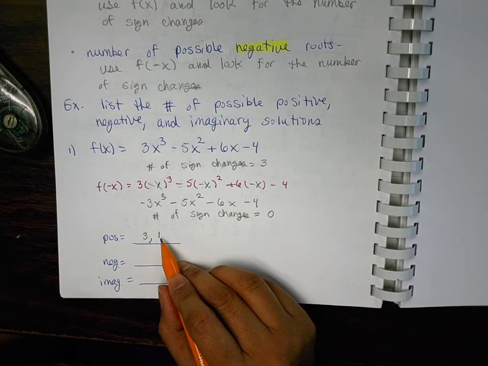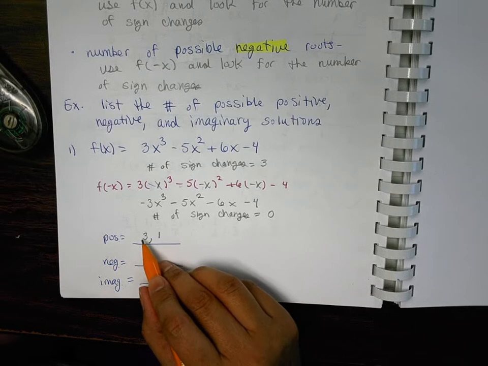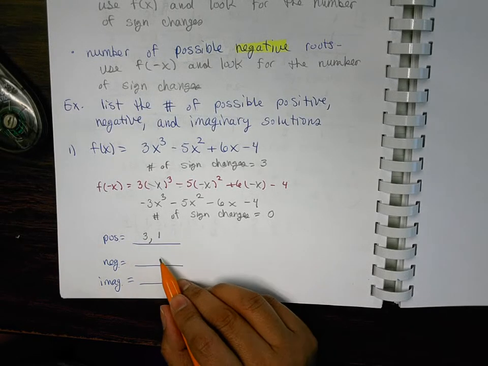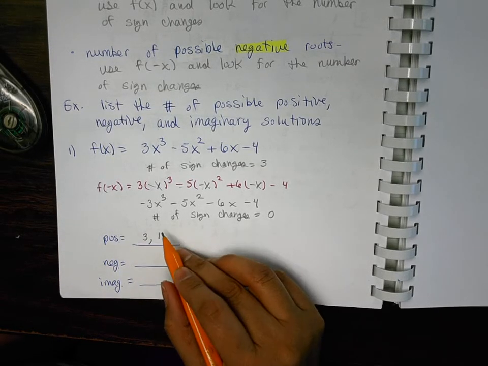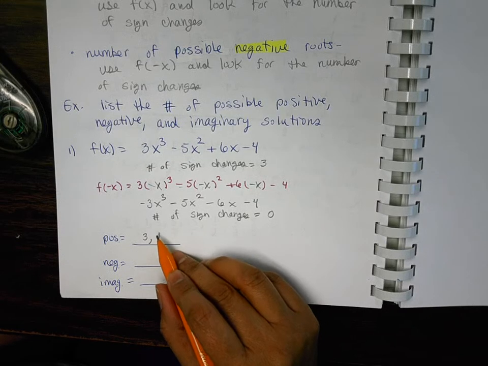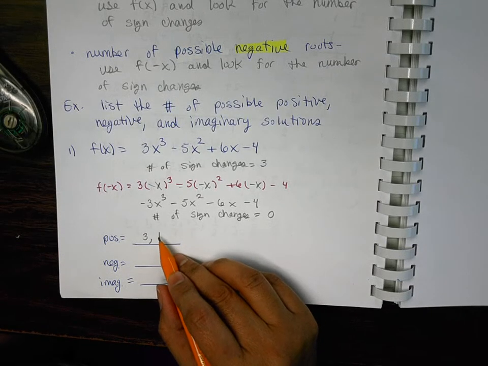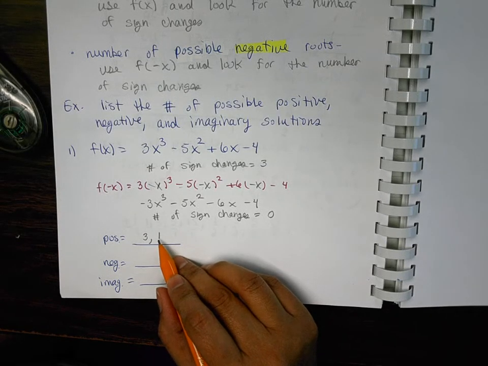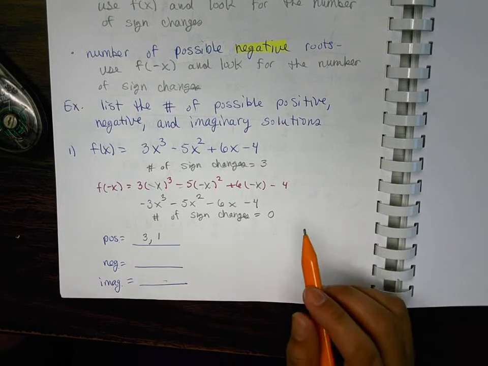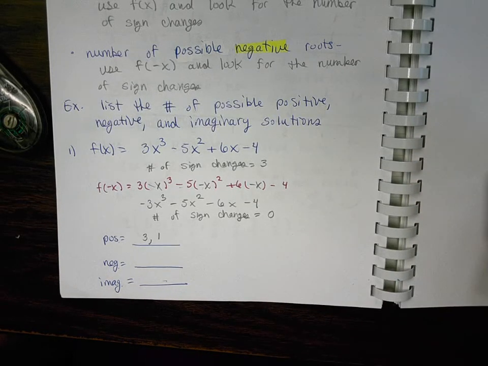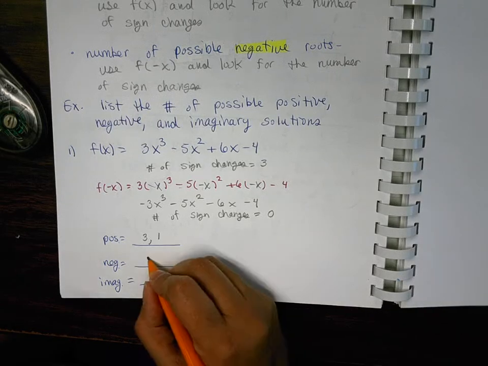Is there any way that they're going to be two positive solutions? No. So if you were guessing and you found one positive, should you waste your time with any more? Well, you could, because there could be all 3. But if you find a negative or imaginary, keep in mind there is no even amount here for the positives. Make sense? All right. Negatives.